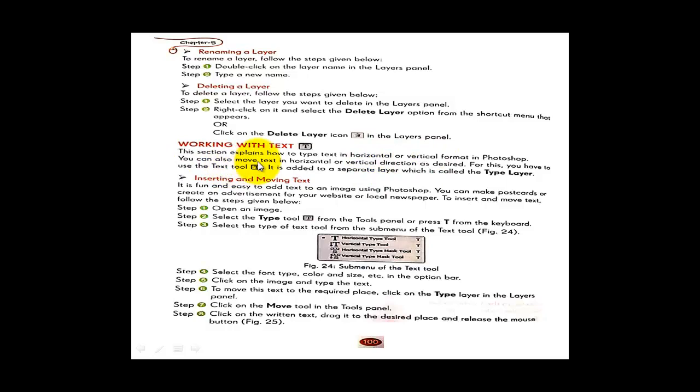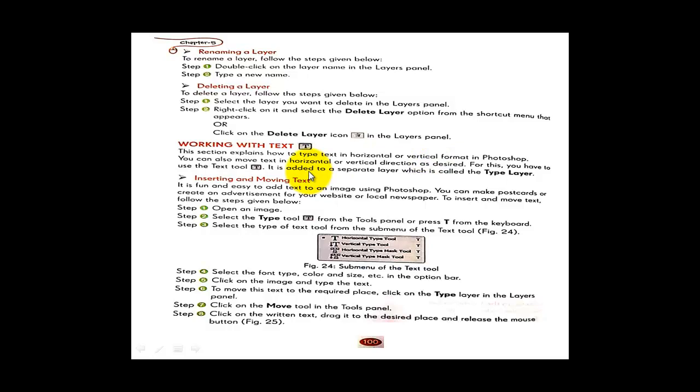Now you can also move text in horizontal or vertical direction as per your needs. For this, you have to use the text tool. As I told you just now, we have to use the text tool for writing the text horizontally or vertically according to our needs, that is as desired by us.